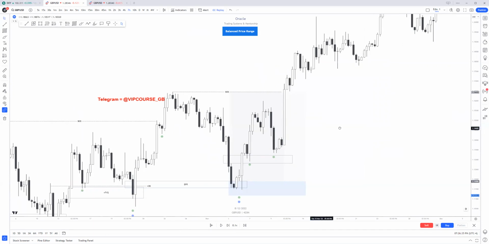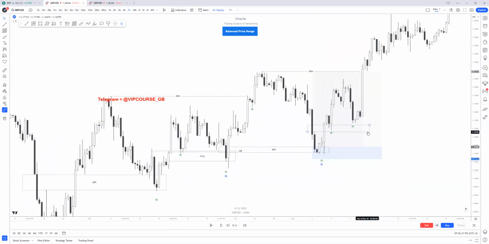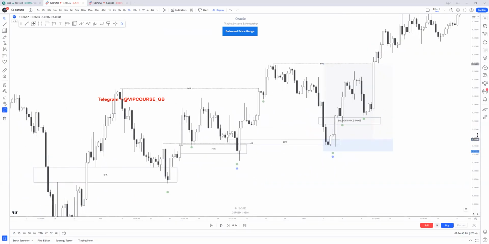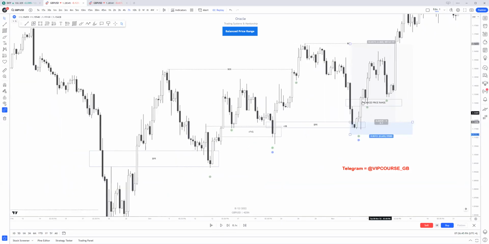And yeah, that's it. It's a balanced price range. Pair it up with your structure, pair it up with your bias. Of course, make sure that it's in your direction, but oftentimes this can bring some clarity, especially when you have multiple FVGs. You can favor the BPR over one of the other FVGs, so you can just include that one FVG that's in the construction of the BPR.